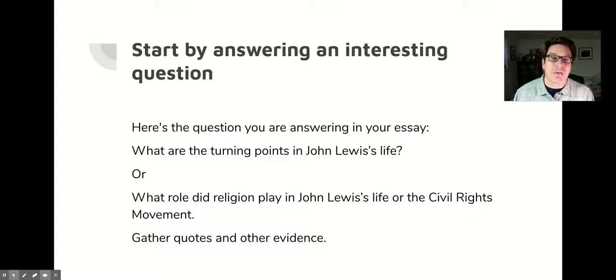So when you're thinking about writing a paper, the first thing that you use to organize your ideas is consider answering an interesting question. And we've gone over this quite a bit. What are the turning points in John Lewis's life? How did he become the person he became? And if you want something a little bit more challenging, what role did religion play in his life or in the civil rights movement, broadly speaking? And then we go about and we find the quotes for it. And you've been doing that.